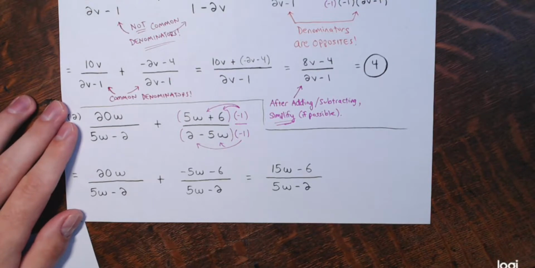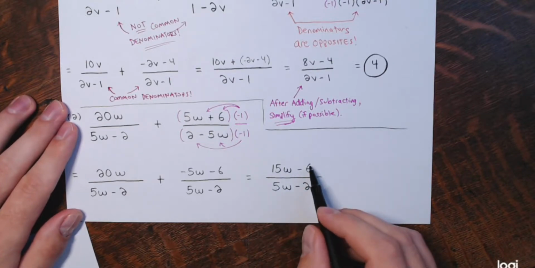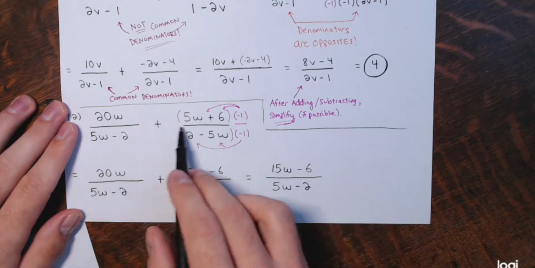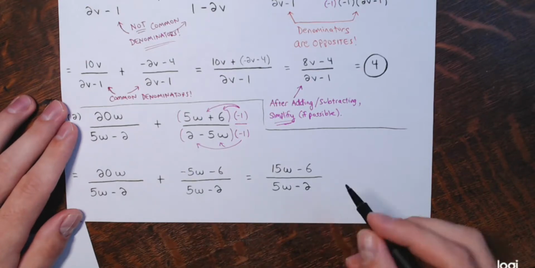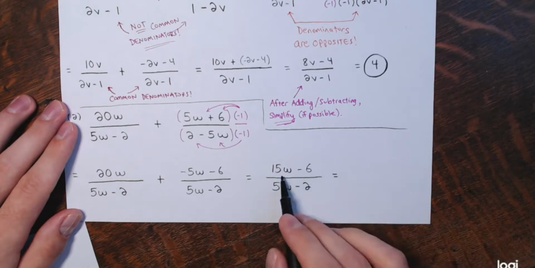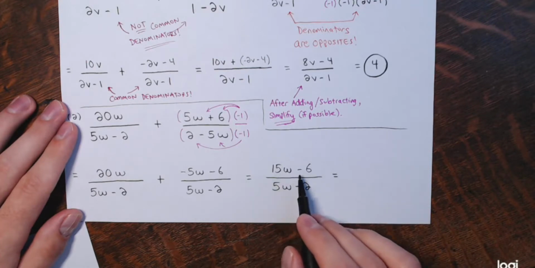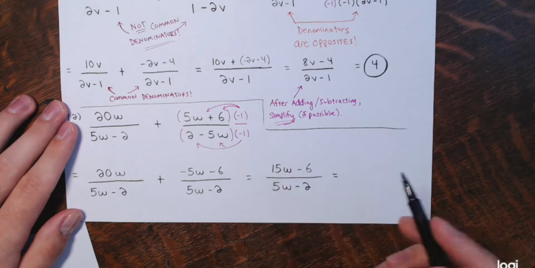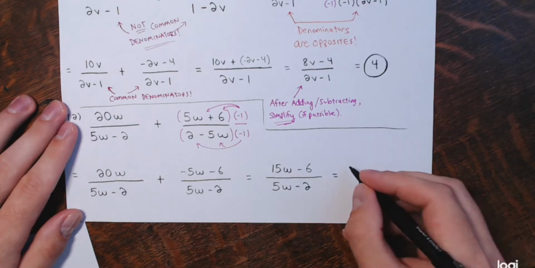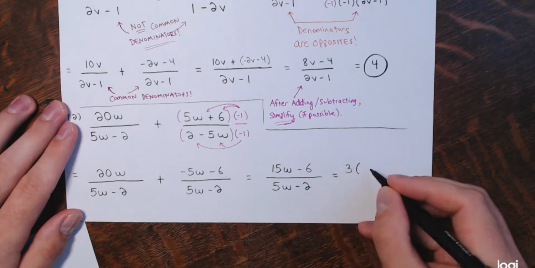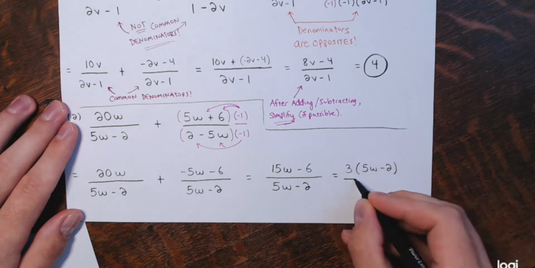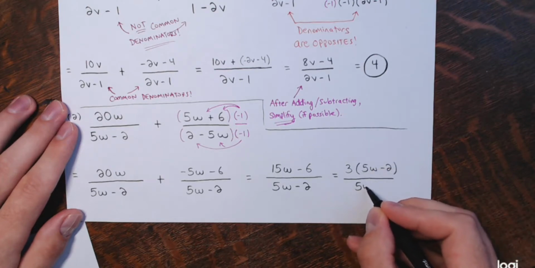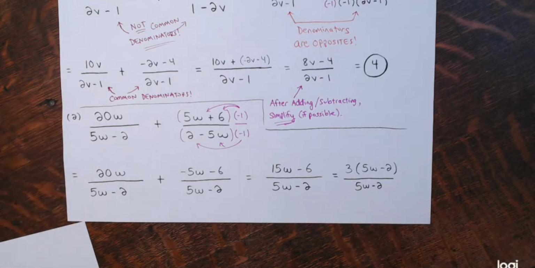Wonderful. Now, this is all well and good. This is the sum of these two fractions. It's just not simplified, right? We can factor this further. The numerator, 15w and -6, have a common factor of 3. If I pull out a 3, what will be left will be 5w minus 2. And the denominator is also just 5w minus 2, and that doesn't factor any further.